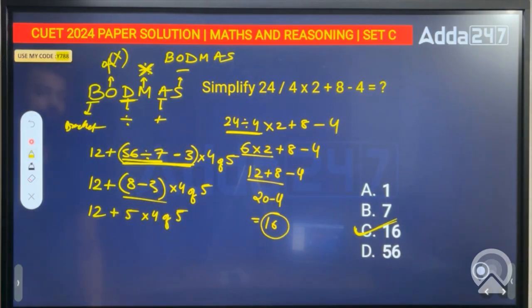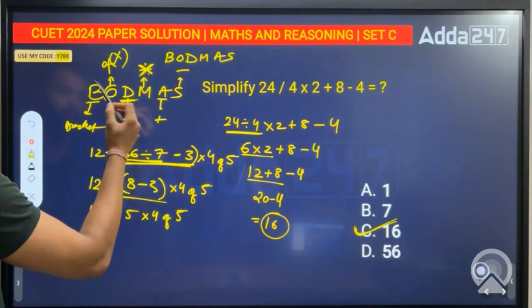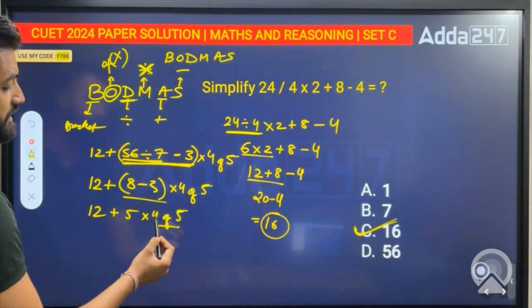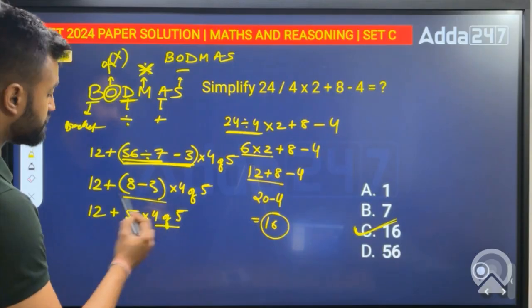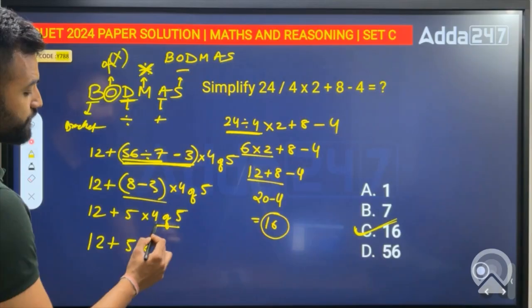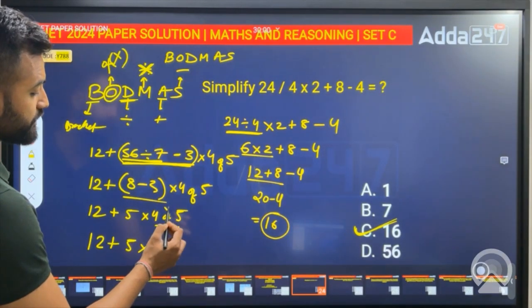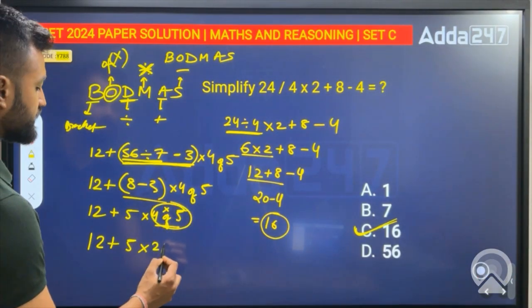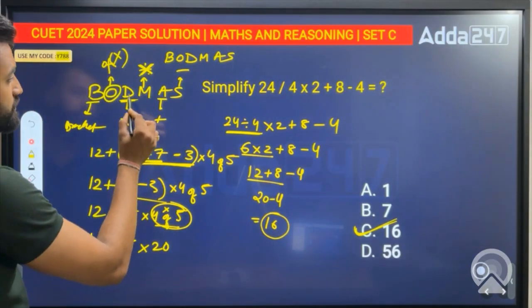Next, what we'll do, sir? Sir, after bracket, we have off. Where is off, sir? Off is here. So, that means you have to multiply 4 and 5 first. Out here, you have to multiply them first. So, 12 plus 5 will remain as it is. Into 4 of 5 means 4 into 5. 4 into 5 is what, sir? 20. You write 20.